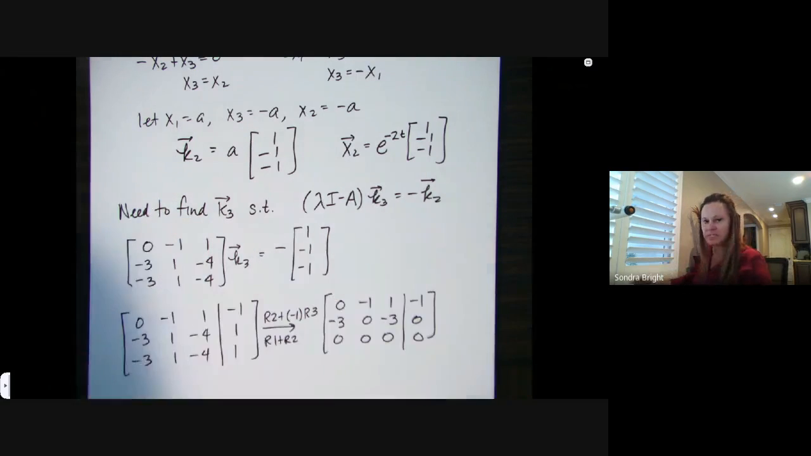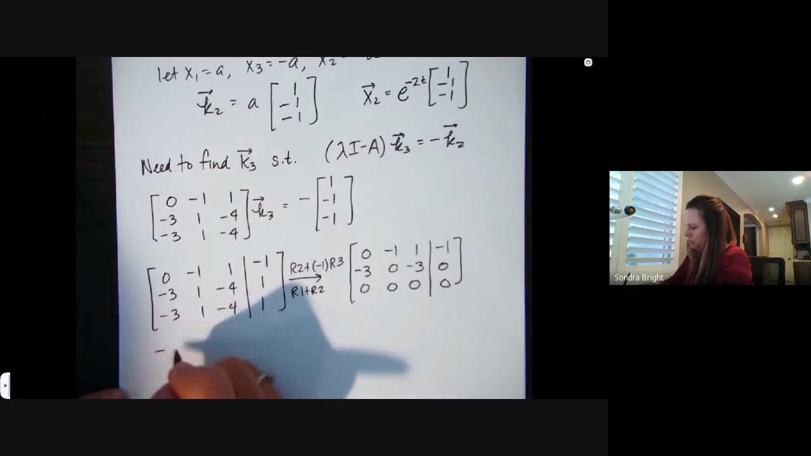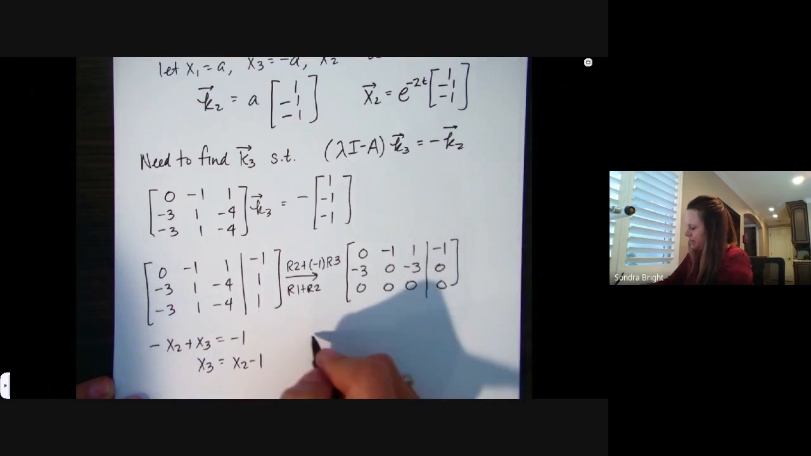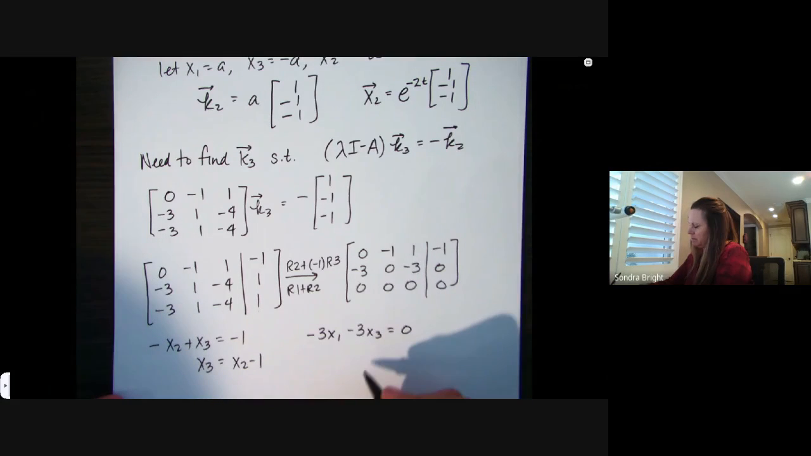All right, the first row says -x2 plus x3 is equal to -1. So x3 is equal to x2 minus 1. And row 2 says -3x1 minus 3x3 is equal to 0. So that one ends up being, divide it, x1 is equal to -x3.